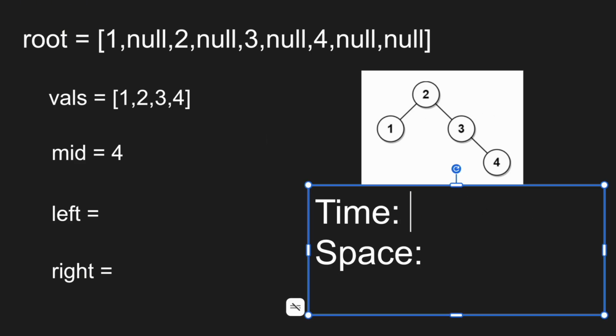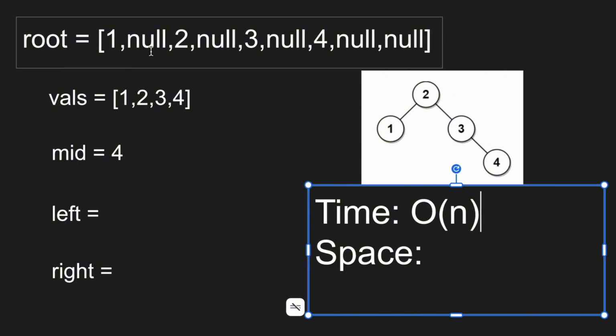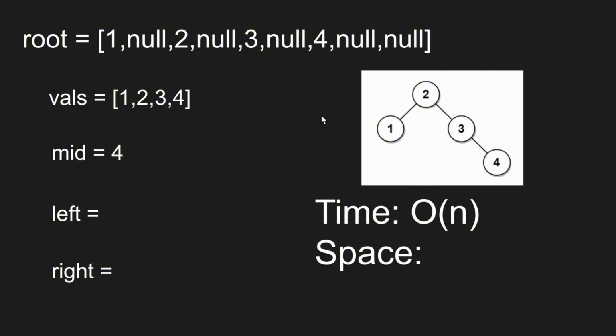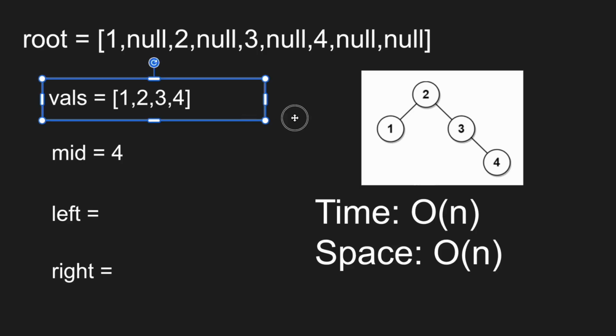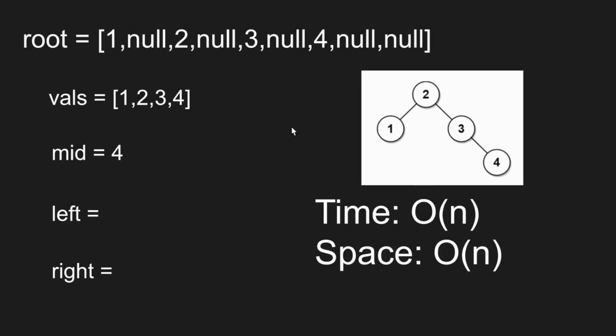So the time complexity would be O of n, where n is the number of nodes in the tree, because that is the number of nodes we will traverse through. And the space complexity will also be O of n, because we will be using recursion for the in-order traversal and also to build the tree. The recursion stack can take up to n space, and this list right here can take up to n space as well.